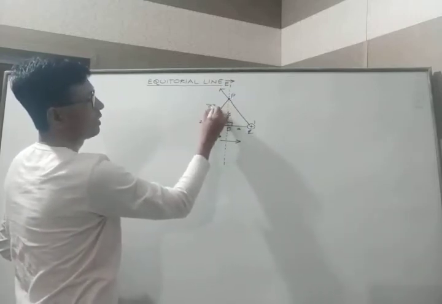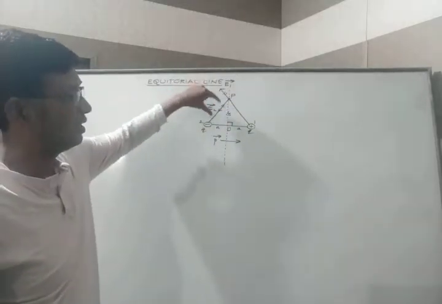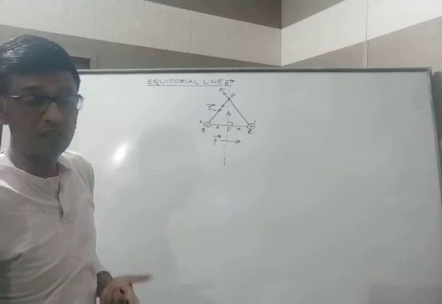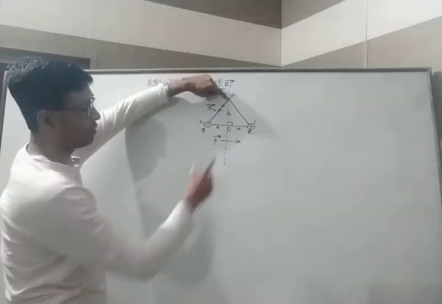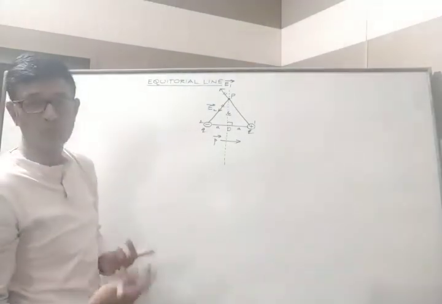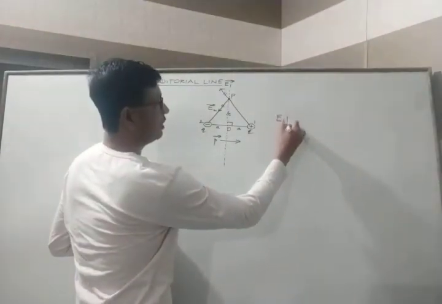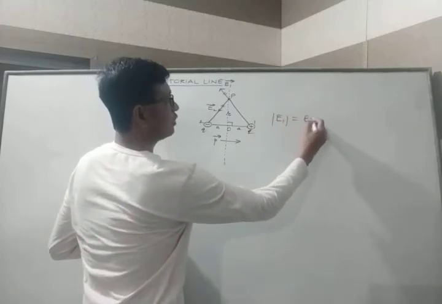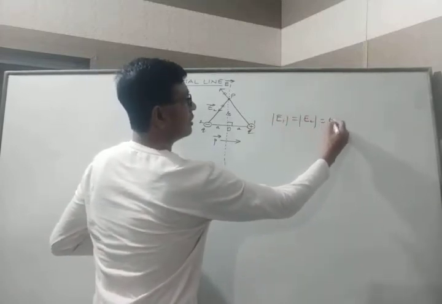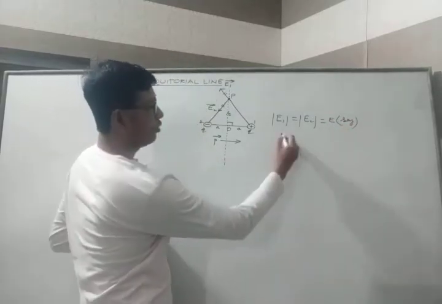This is E2. Now in this case, the length of the arrows representing E1 and E2 must be equal. Why? Because the distance of the observation point from these two charges are also equal. Therefore the strength of the electric field will also be equal. So basically E1 is equal to E2. Suppose each is equal to E. And what will be its value?